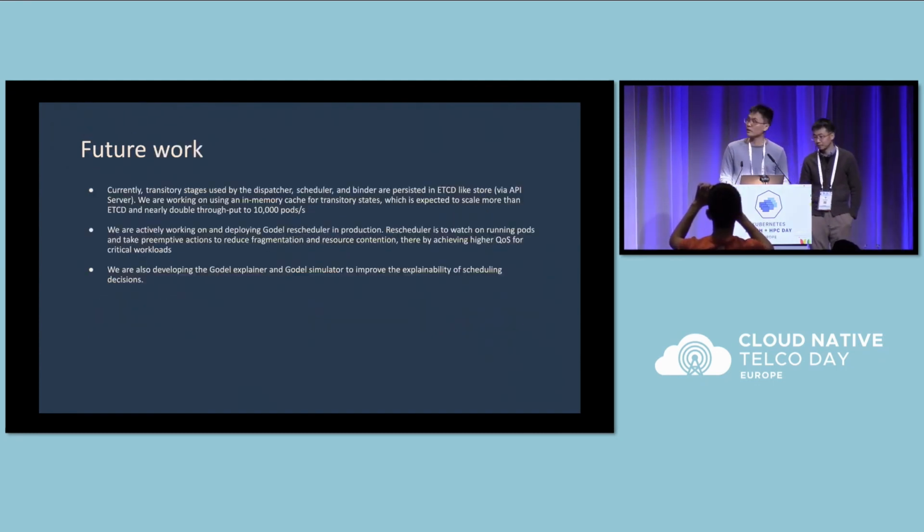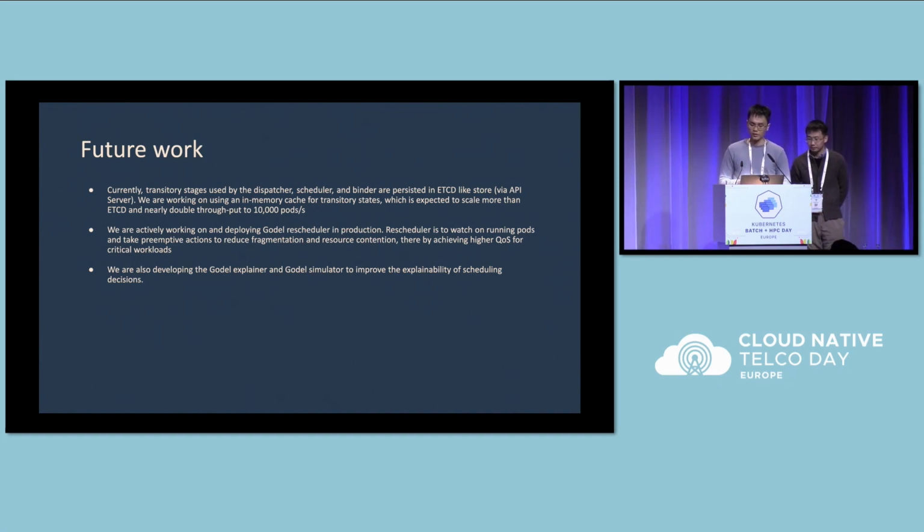So now we're coming to the end of the presentation, and I'll share a bit about some of the future work that we have in store for the Godot scheduler. Currently, transitory stages used by the different components are persisted in the API server in the form of pod annotations, etc. So we are planning on using an in-memory cache or in-memory database to store these stages, and we expect this to increase the performance of the Godot scheduler.